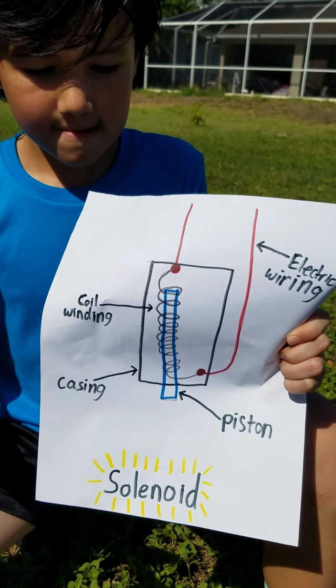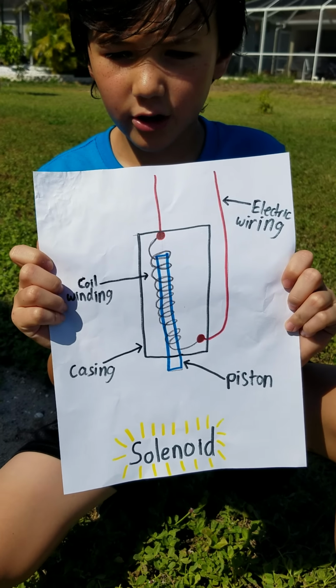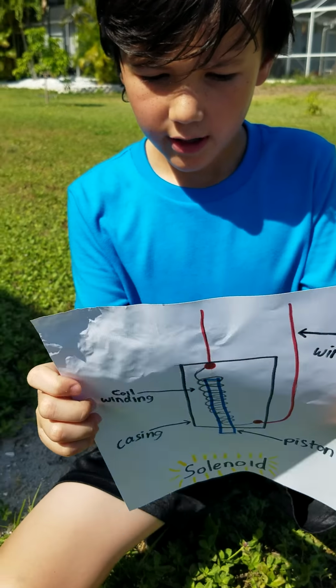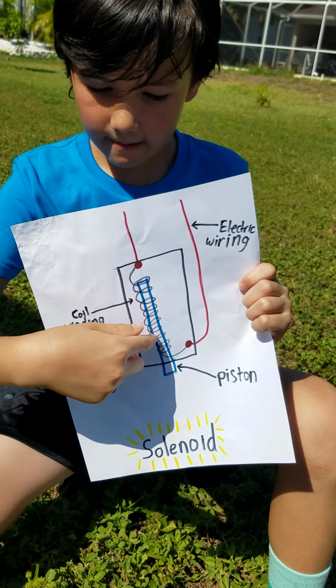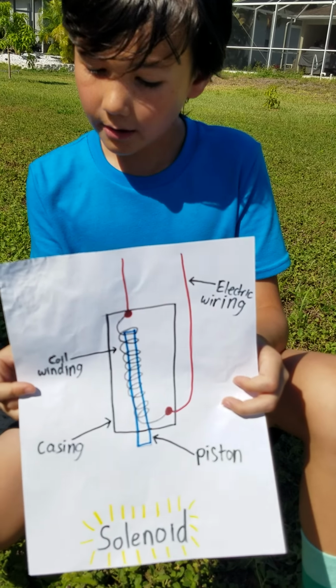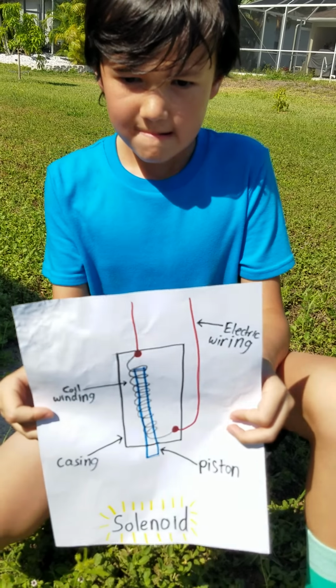What does a coil do? The coil, when the electricity goes through it, makes the piston go up. The coil acts like a magnet and moves the piston.